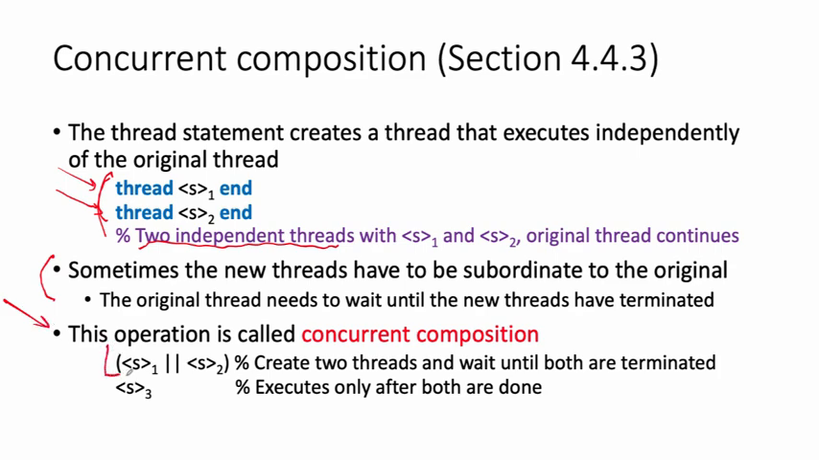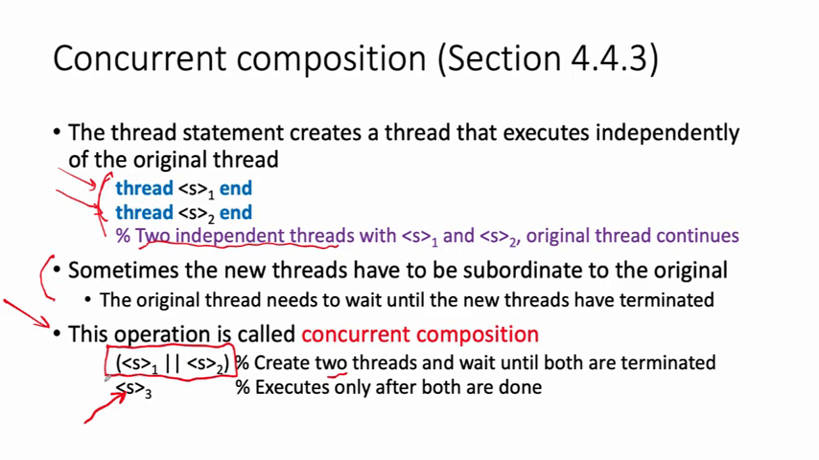I introduced this notation for it here with the two vertical bars. This is a notation that people usually use. This creates two threads, and it waits until both are terminated. So the instruction S3 will only execute when the S1 and S2 threads are done. This operation is called concurrent composition, in opposition to sequential composition. Here we have created two concurrent entities, two threads, and we wait until they're done before continuing.